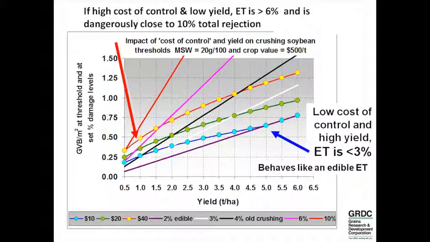And similarly, if you've got a low cost of control and a high yield, your threshold is less than that 3% level, and it's behaving more like an edible threshold. So it means if you've got a lowish cost of control, and probably with SPs that would be the case at present, and you've got a high yielding crop, you want to be on the ball, and you don't want to jeopardise your potential crop value, because in these scenarios the damage penalty you're going to get is more than the cost of control. So you don't want to get to that 3% level.